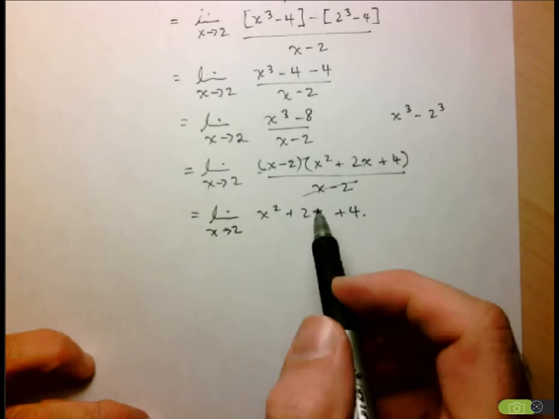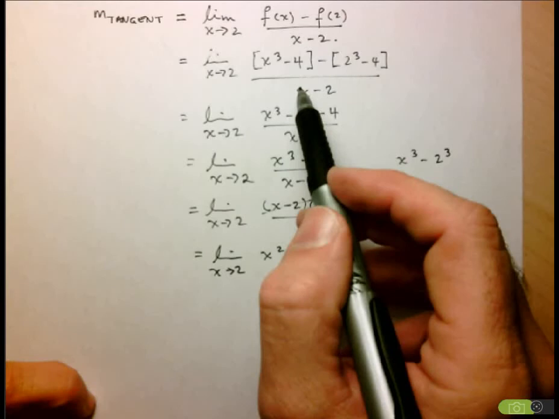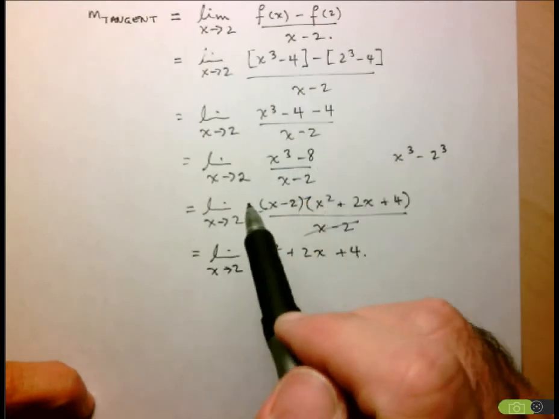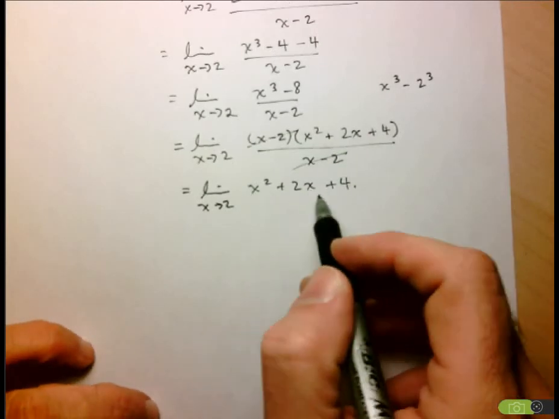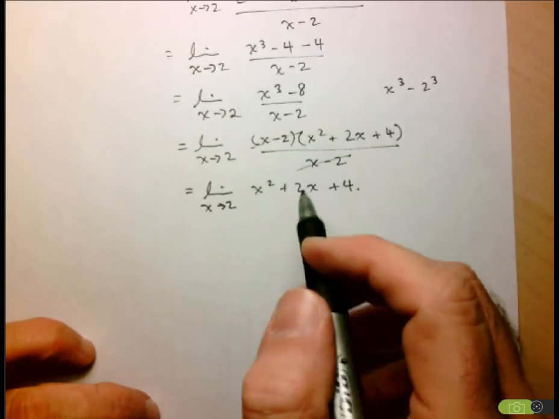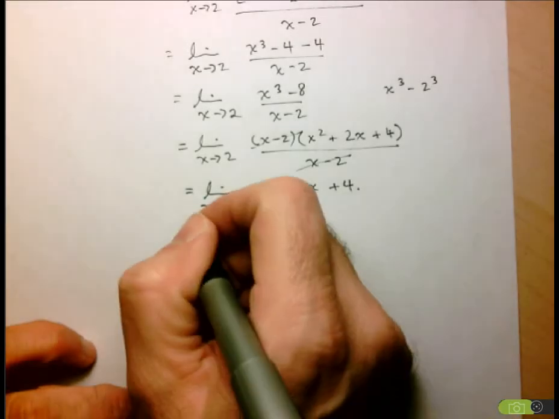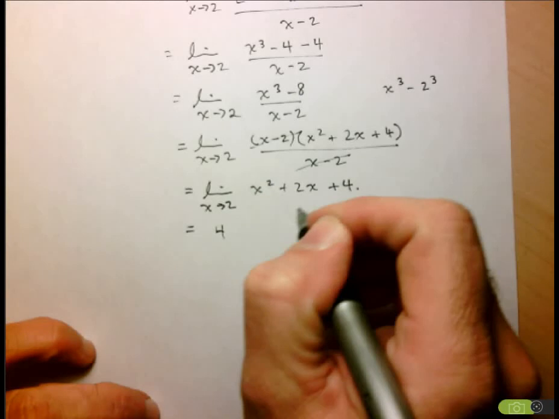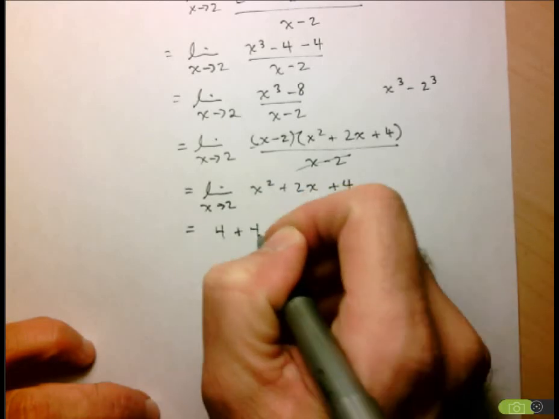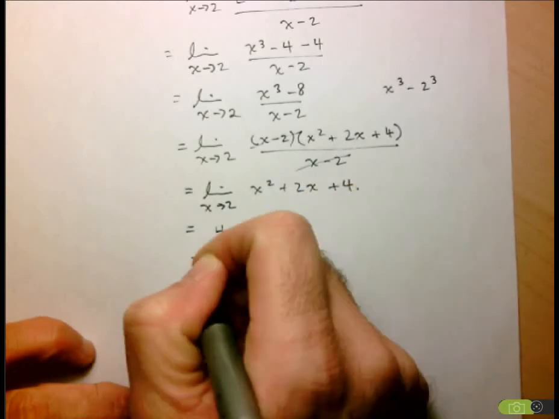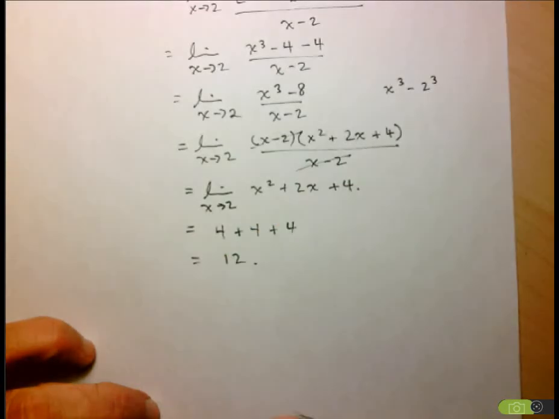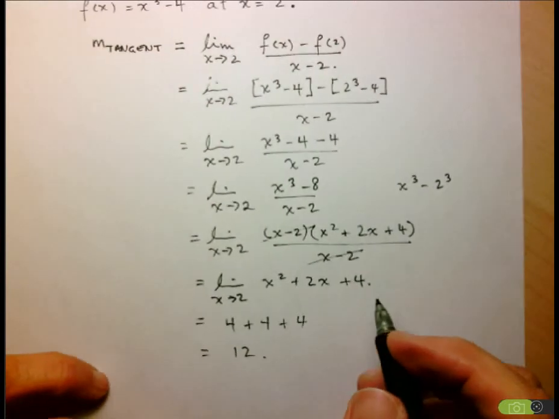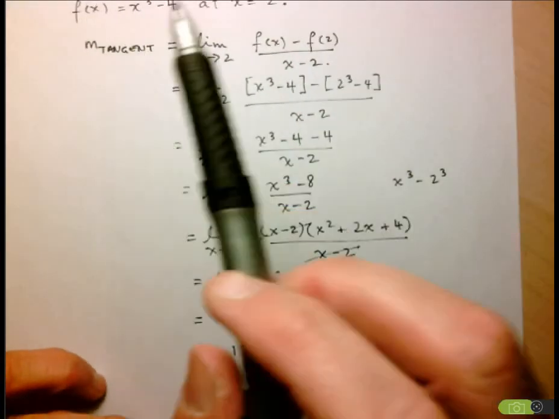So unlike our original expression, where I couldn't just input the value of 2 because it would give me a 0 in the denominator, with this simplified expression I am able to just input the value of 2. What I get is 2 squared is 4, plus 2 times 2 which is another 4, plus 4, which gives me 12. So what we've managed to do is to actually determine the slope of the tangent.